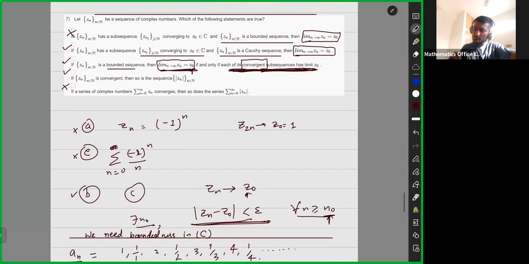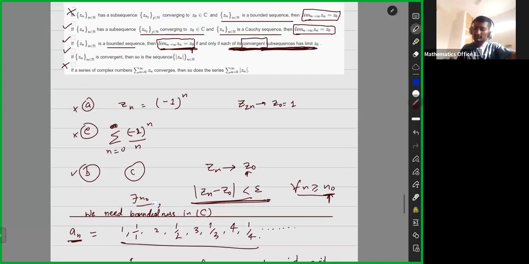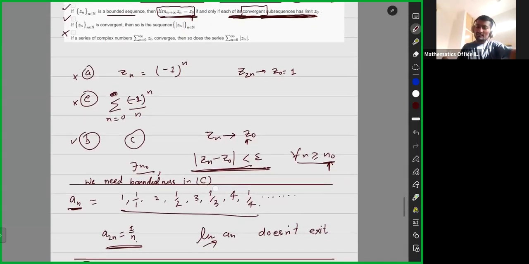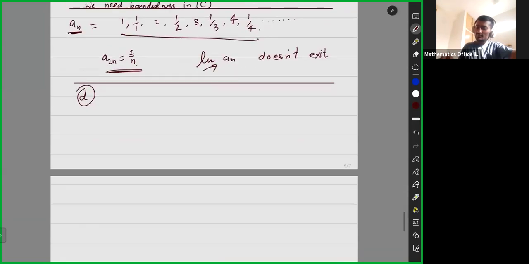Okay, let's go to D. Zn is convergent, so is mod Zn. Who would like to answer this? Zn is convergent to, let's say, z naught, then mod zn also converges to some number L, positive.